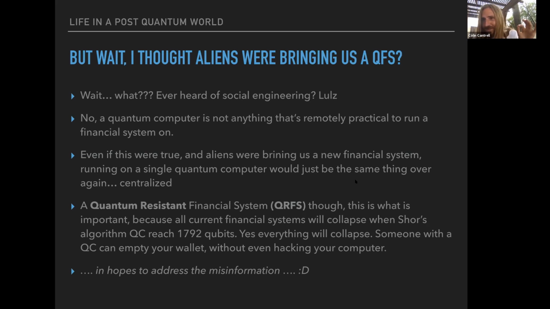A quantum-resistant financial system, though, is what is important, because all current financial systems will collapse when Shor's algorithm quantum computers reach 1792 qubits. Not just Bitcoin, Ripple, Ethereum, JP Morgan Chase, can't remember the rest of them, Citibank, Bank of America, all these digital currencies, gone, right?